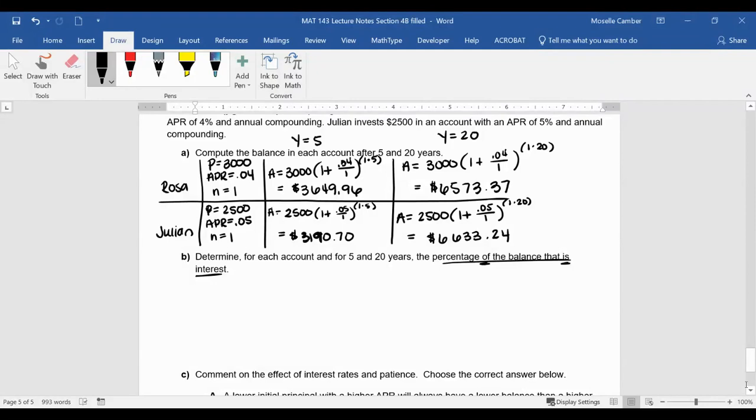So it's is interest. So that means we're going to have interest in our is, and it's going to be divided by the of the balance. So to find that percentage rate, we're going to have to take our interest and divide it by the balance and then convert to a percentage. So again, we're going to have to find information for both Rosa and Julian.